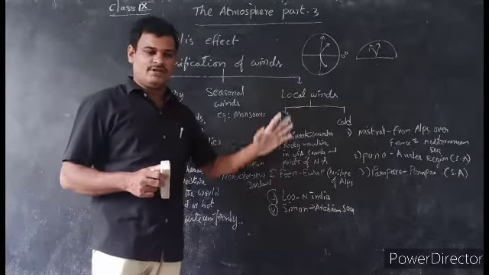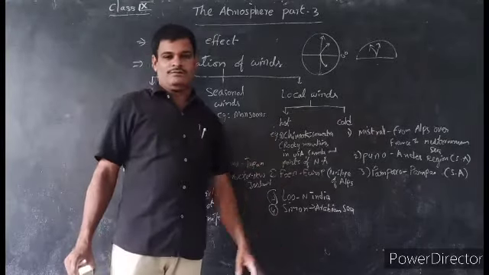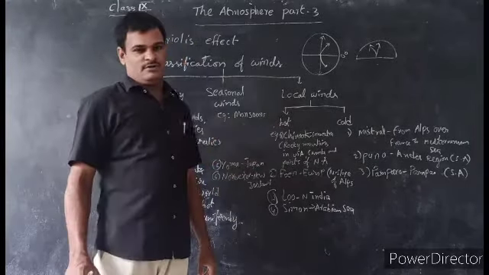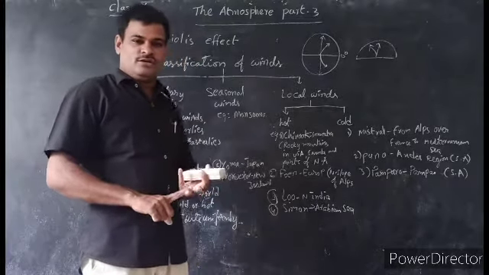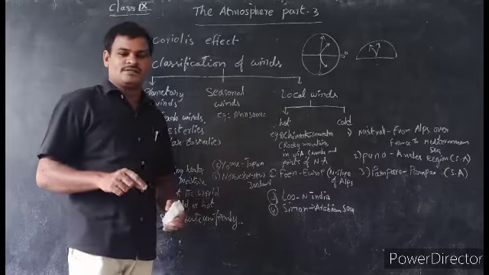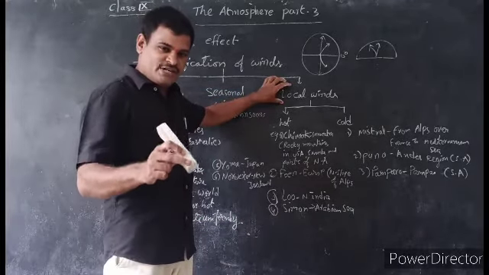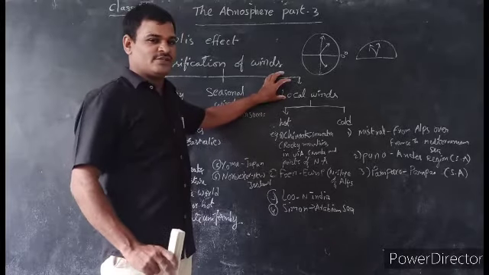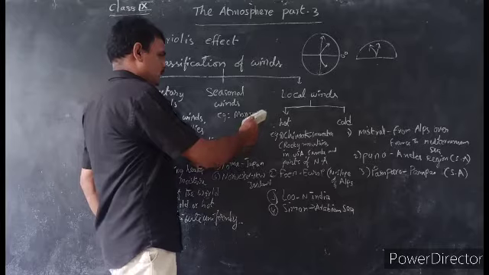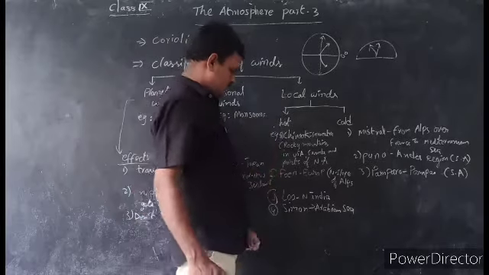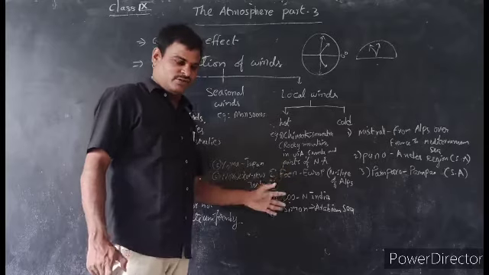Third is local winds. Here again there are two types, hot and cold. How are local winds formed? Due to regional variation in temperature, pressure and other reasons, local winds are formed. Only a limited area is affected by these local winds, only a smaller area. What about hot winds? There are six hot winds mentioned in your textbook.